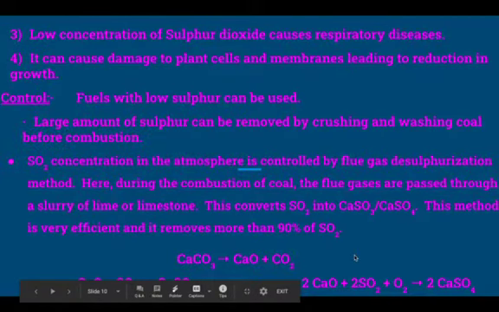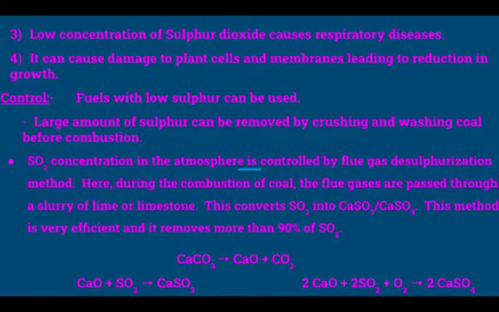So, the sulfur dioxide that is present in the effluent gas will be converted to calcium sulfite as well as calcium sulfate. So, the effluent gas will have only a small amount of sulfur dioxide. By flue gas desulfurization, we are able to remove almost 90% of the sulfur dioxide present in it. So, these are the ways to control oxides of sulfur in the atmosphere.